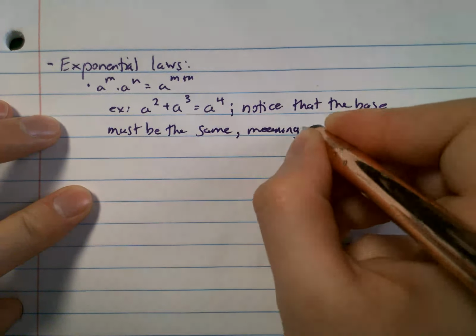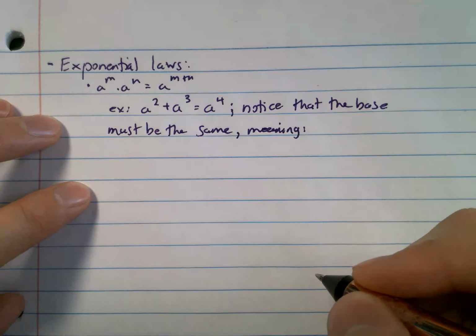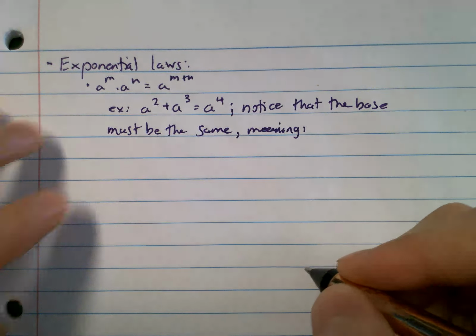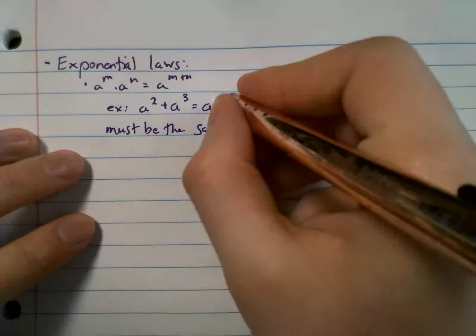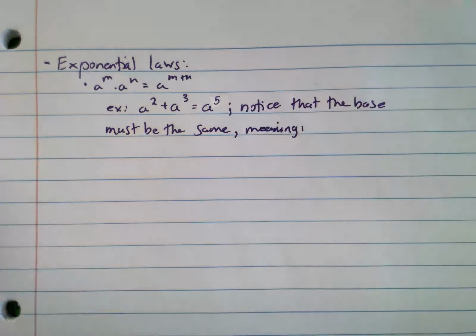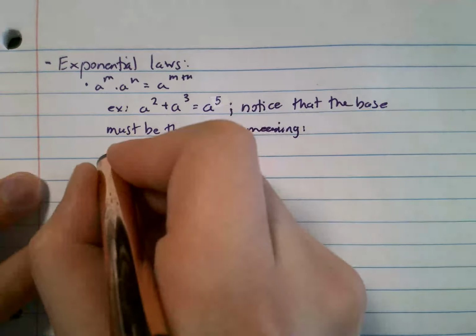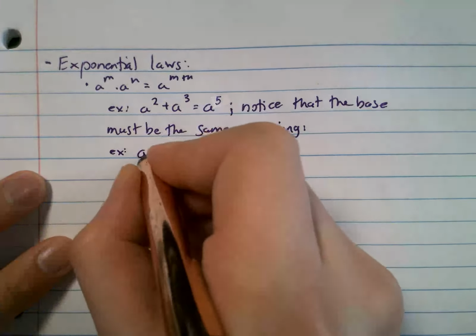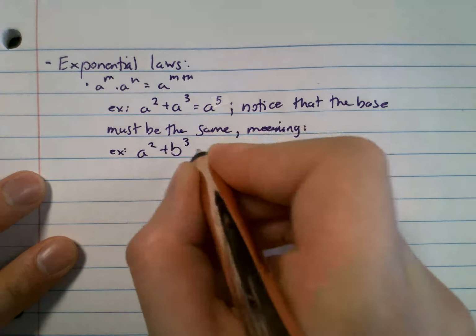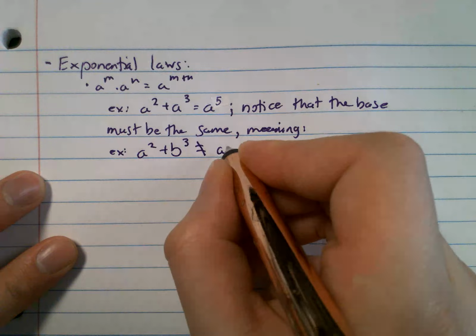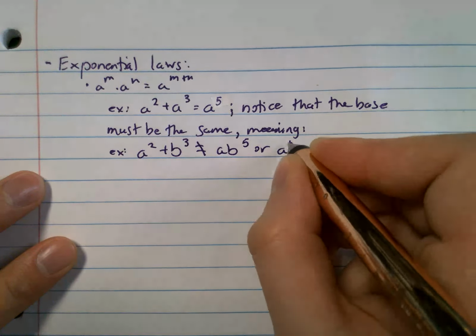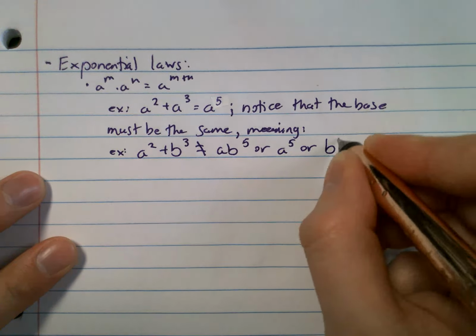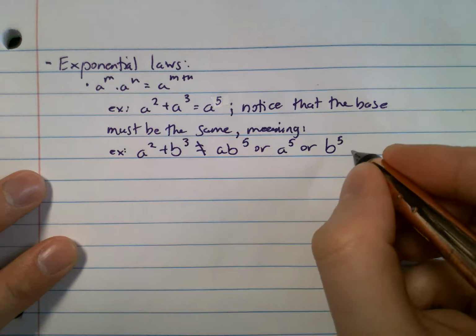Meaning, yes. Oh, that should be 5. Thank you, sorry. There we go, should be 5. Meaning that, for example, a squared times b to the third does not equal ab to the fifth, or a to the fifth, or b to the fifth. You can't combine them.